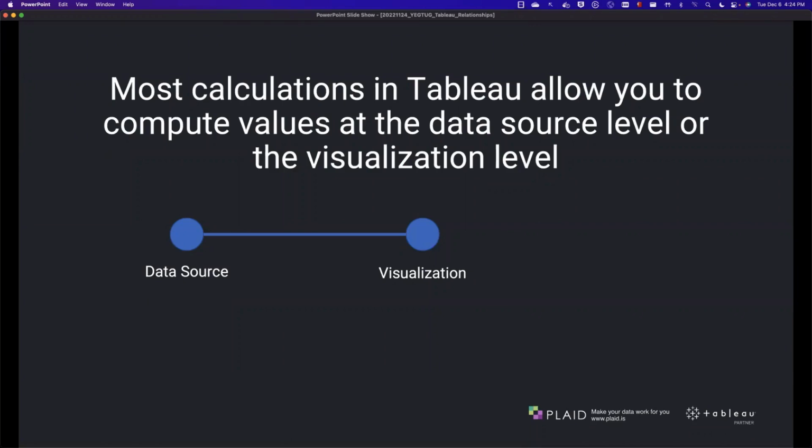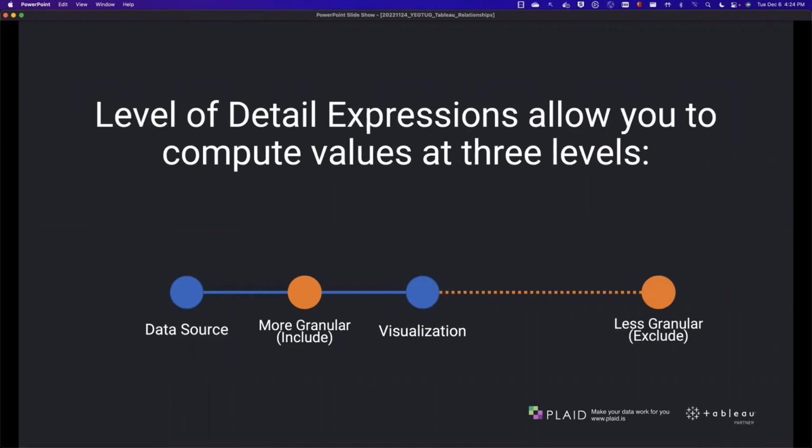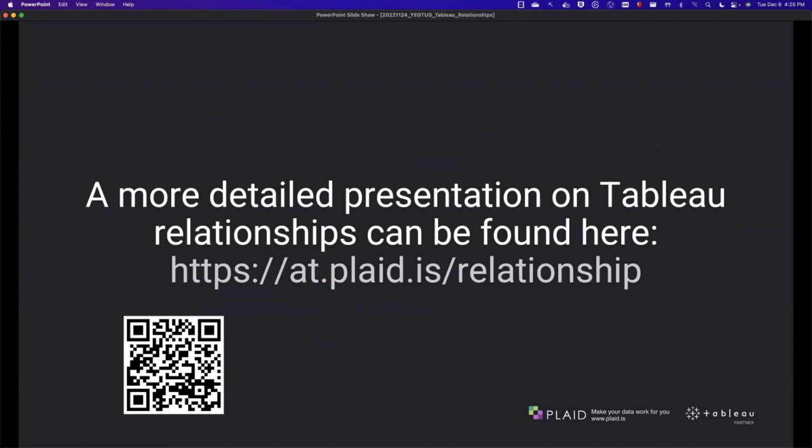So to start with, most calculations in Tableau allow you to compute values at the data source level or the visualization level. Data source level includes things like row level calculations. Visualization includes table calculations as a generalization. Level of detail expressions allow you to compute values at multiple different levels. You can be more granular than the visualization level, which is typically an include expression, or you can be less granular, more aggregate, and that's typically an exclude expression. A fixed expression allows you to be anywhere on this spectrum that you choose to be. You define the granularity. We've got some additional presentations on Tableau relationships. You can find them here.